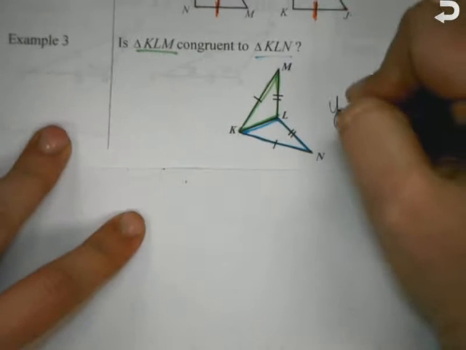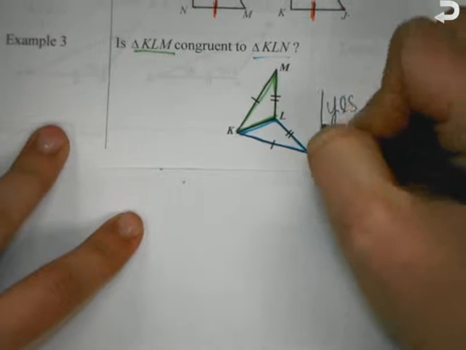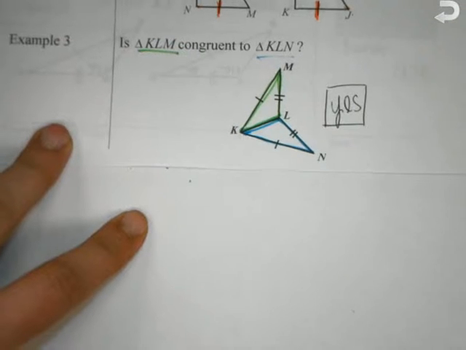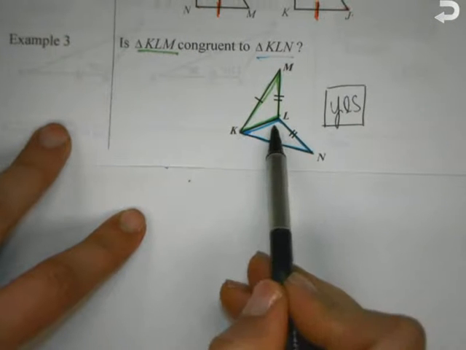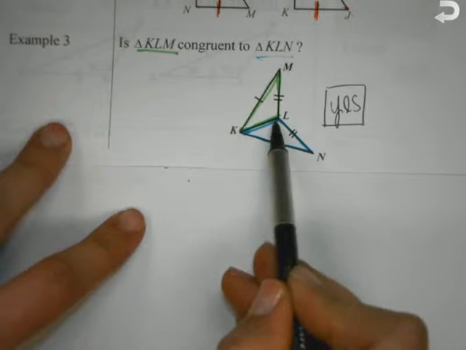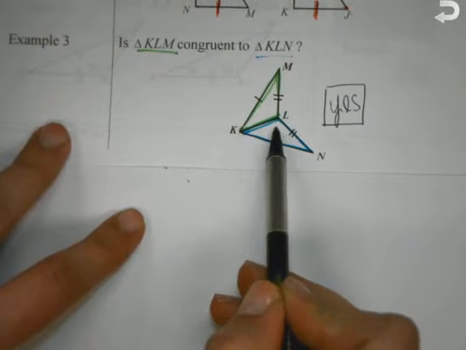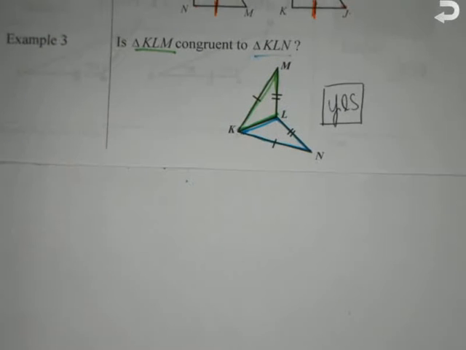It does not matter that there are no dashes on that line, because KL and KL are the exact same line. Of course they're the same size. They're the exact same line. Does that make sense? Yes.